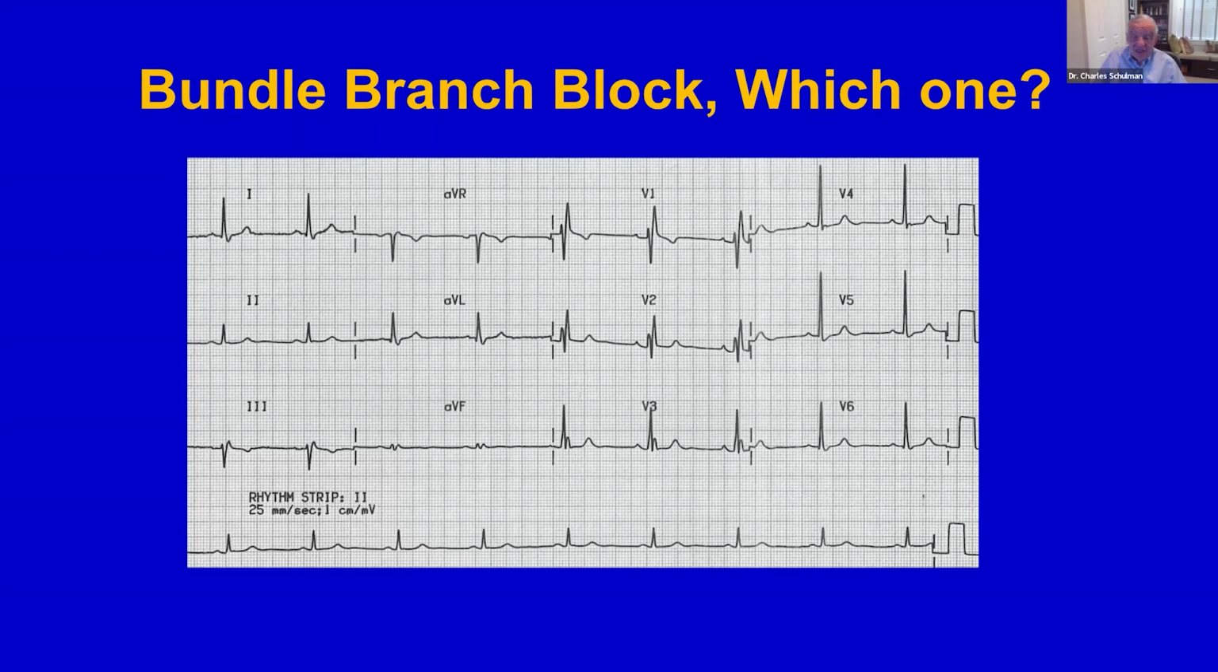The quick and easy way to remember this is that V1 is located on the right side of the chest. So right bundle branch block will go toward V1, that is up, and left bundle branch block will go away from V1, that is down. So if the wave is up, it's right, it's down, it's left.